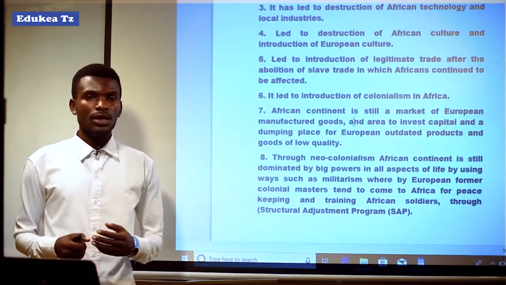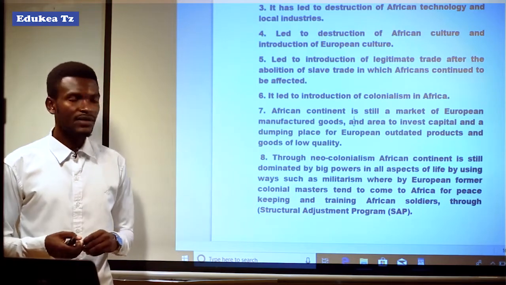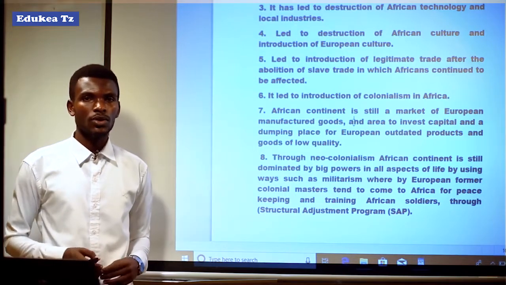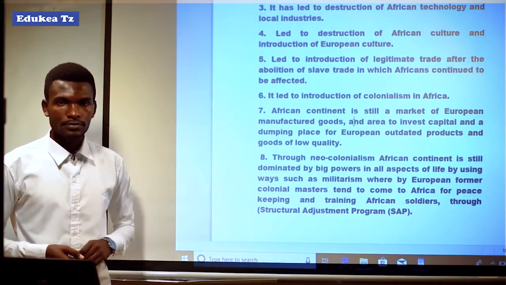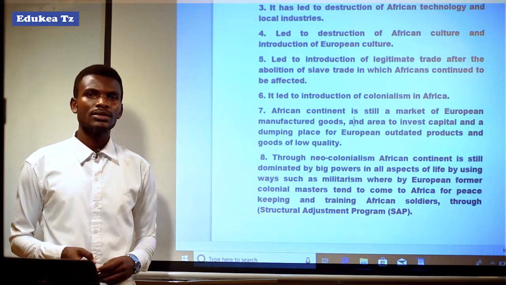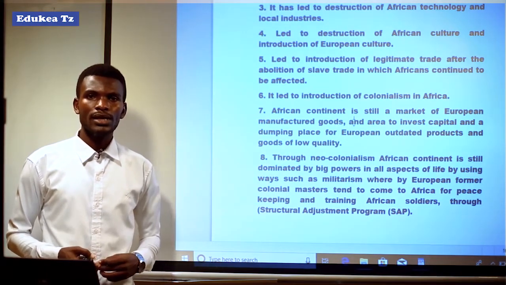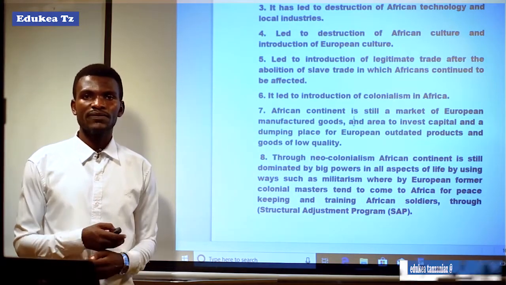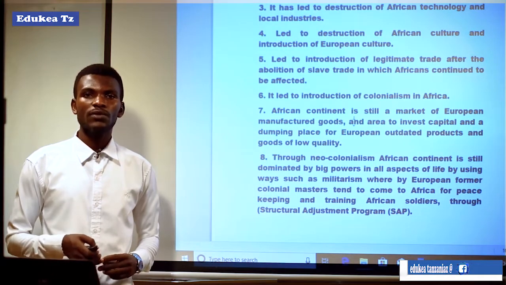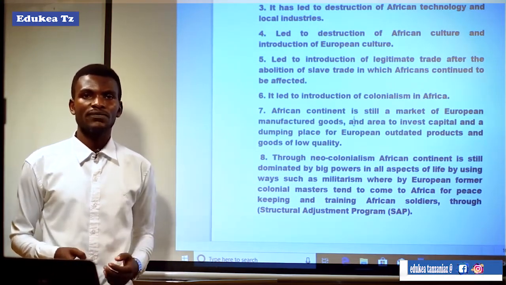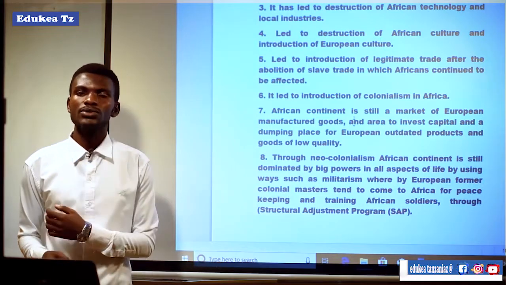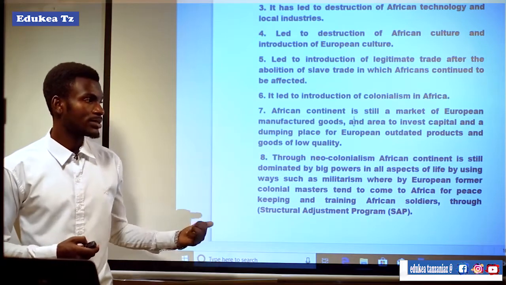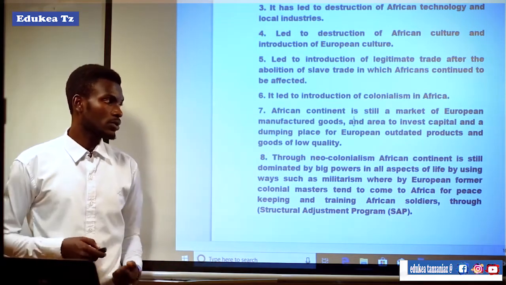It means that through neo-colonialism, the African continent is still dominated by big powers through indirect ways. Economically the African continent is still dominated, whereby there is freedom of trade or trade liberalization, freedom of trading activities and the free movement of people, goods and services from one place to another, from one country to another, as well as from one continent to another. This has become the result of neo-colonialism.